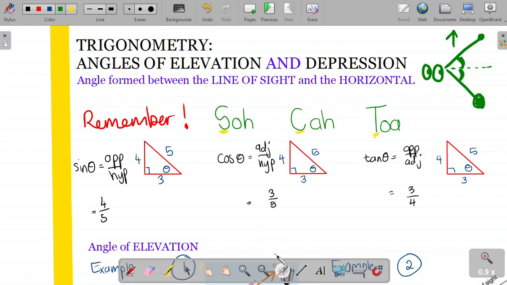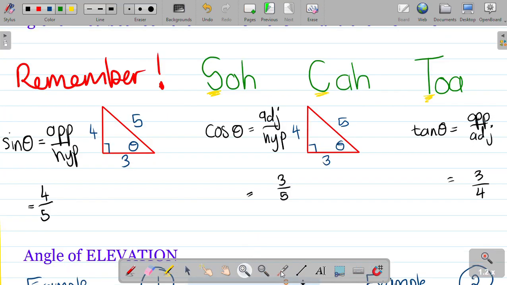Okay, so a few things that we need to look at before we get stuck into it. We need to remember something, guys, that we've already learned. It is SOH CAH TOA. We remember that by saying S standing for sine, which refers to opposite over hypotenuse, the C meaning cos, adjacent over hypotenuse, and T standing for tan, meaning opposite over adjacent. Let's quickly revise that over here.